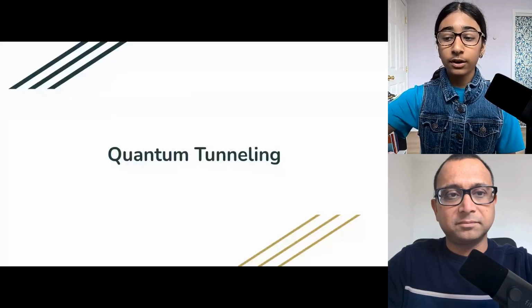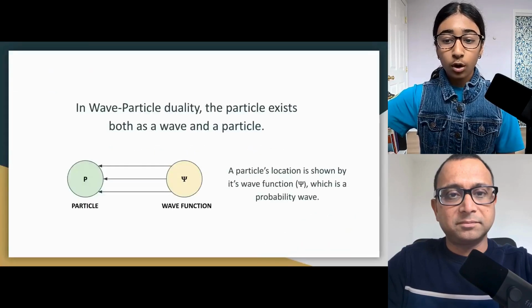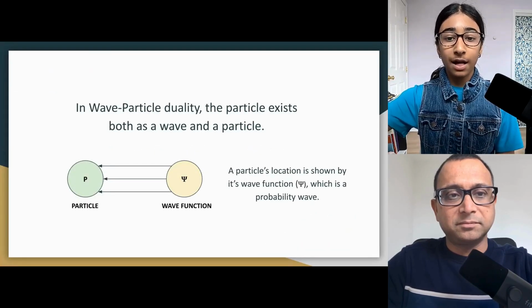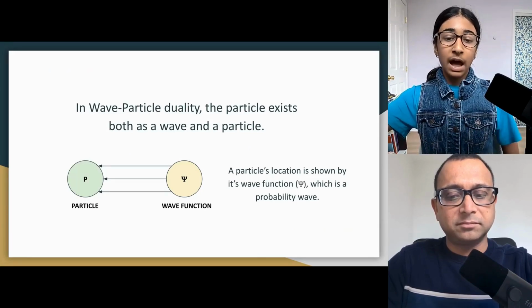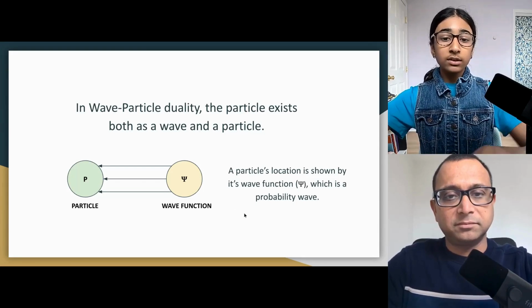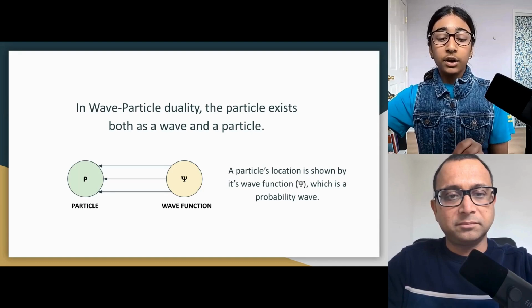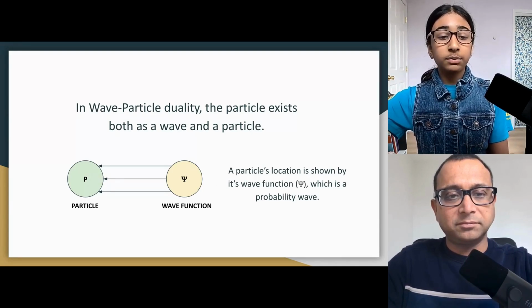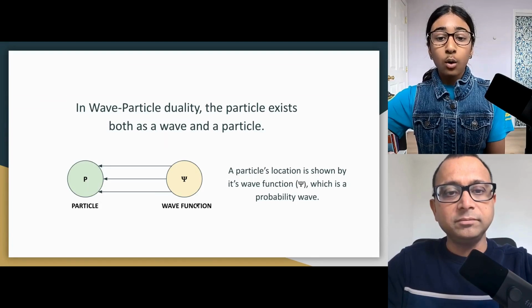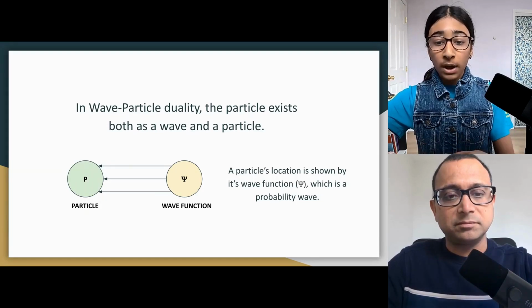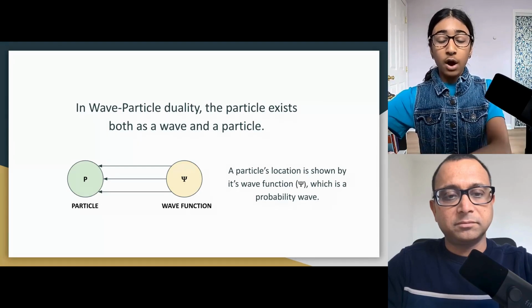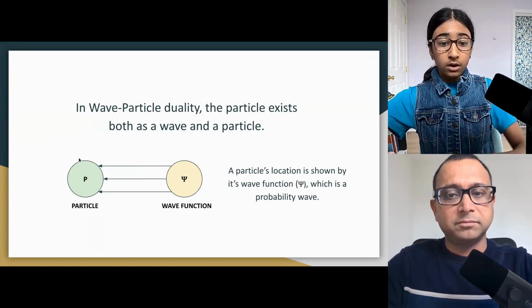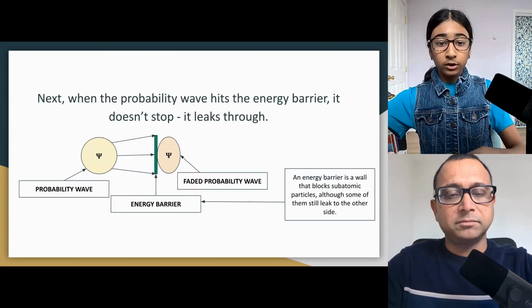All right, so here it is, quantum tunneling. In wave particle duality, the particle exists both as a wave and a particle. That we already know. So in quantum tunneling, the particle is being represented as a wave. A particle's location is shown by its wave function, which is represented by the Greek letter psi, over here too, which is a probability wave. So a wave of probability, a wave of chance. Here we have the particle, here we have the wave function.